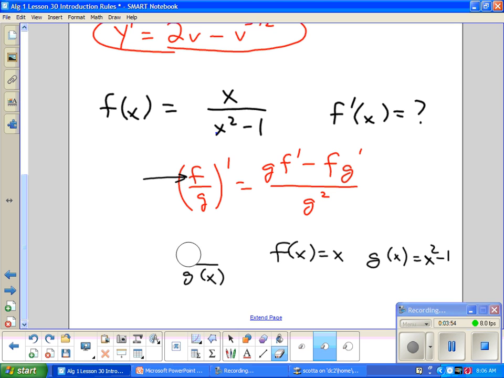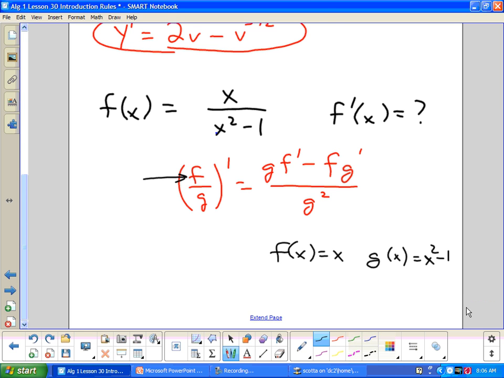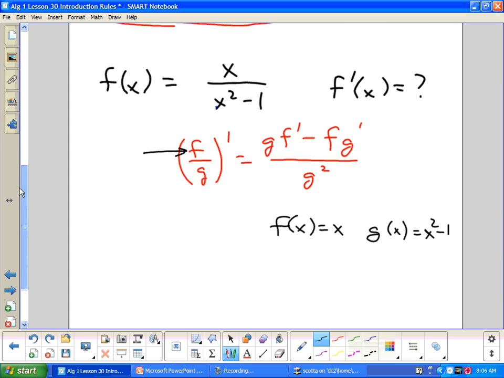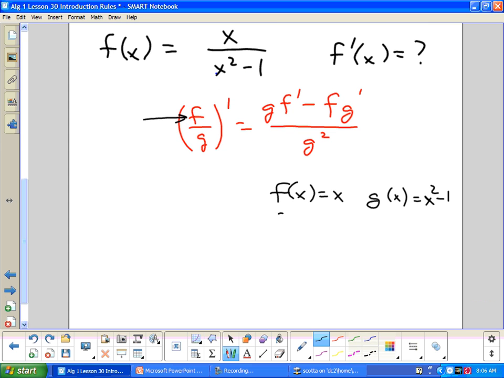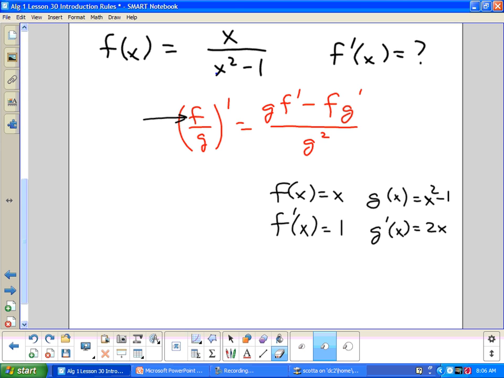All right? Now if I use the quotient rule, does everybody agree that f prime of x, using the power rule, is just 1? And g prime of x, using the power rule and the sum rule, is just 2x, 2x plus 0. Now you just have to fill in this equation with it. So here we go.